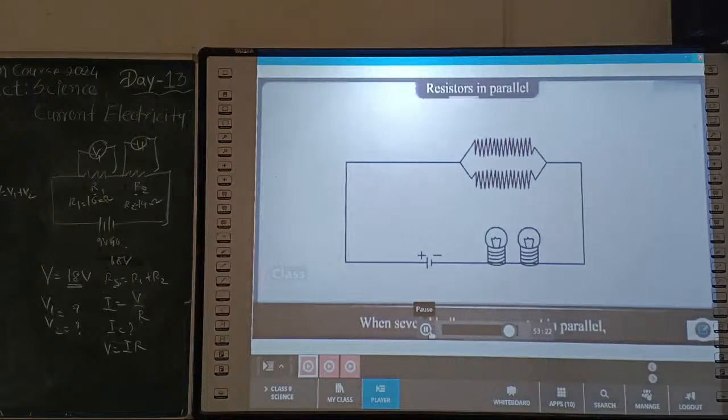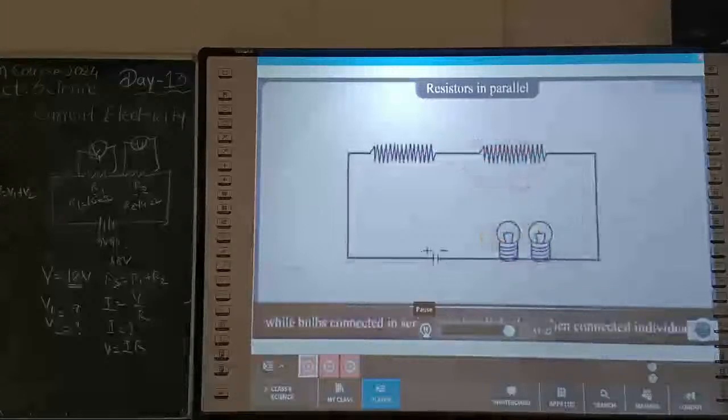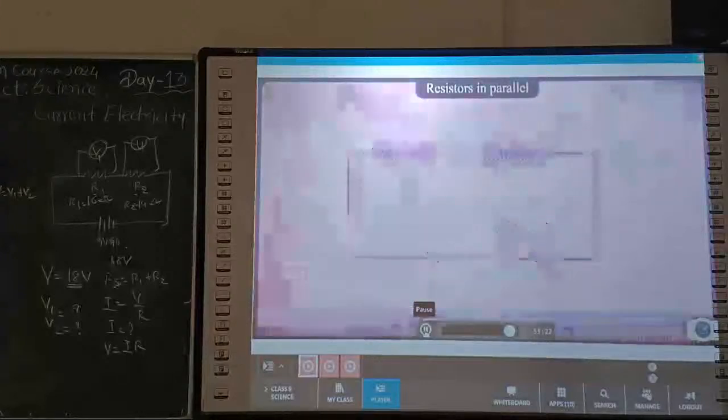When several bulbs are connected in parallel, they emit the same amount of light as when they are connected individually in the circuit, while bulbs connected in series emit less light than when connected individually.